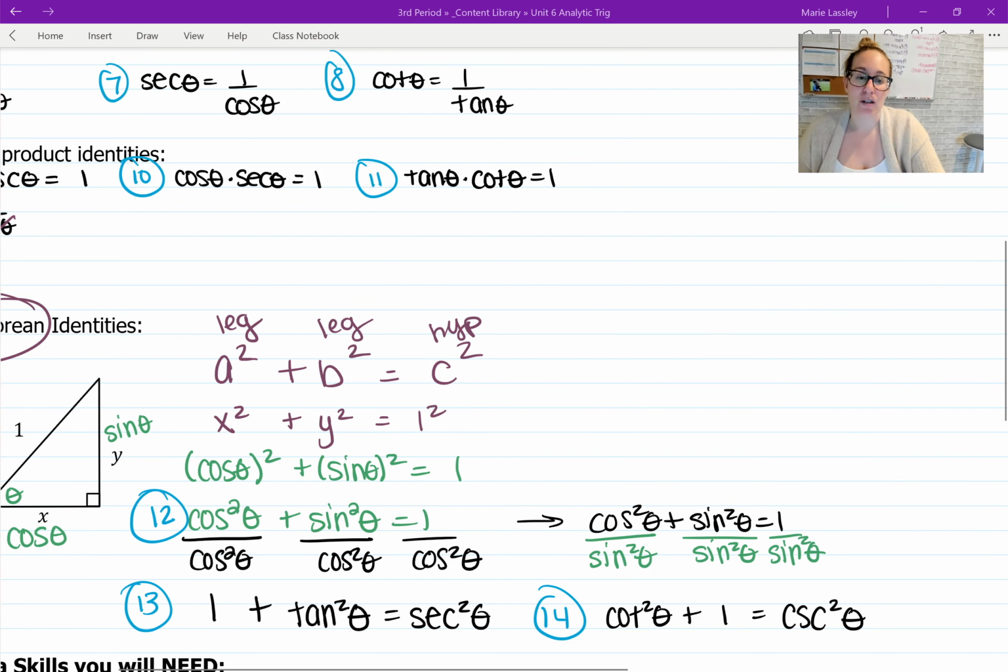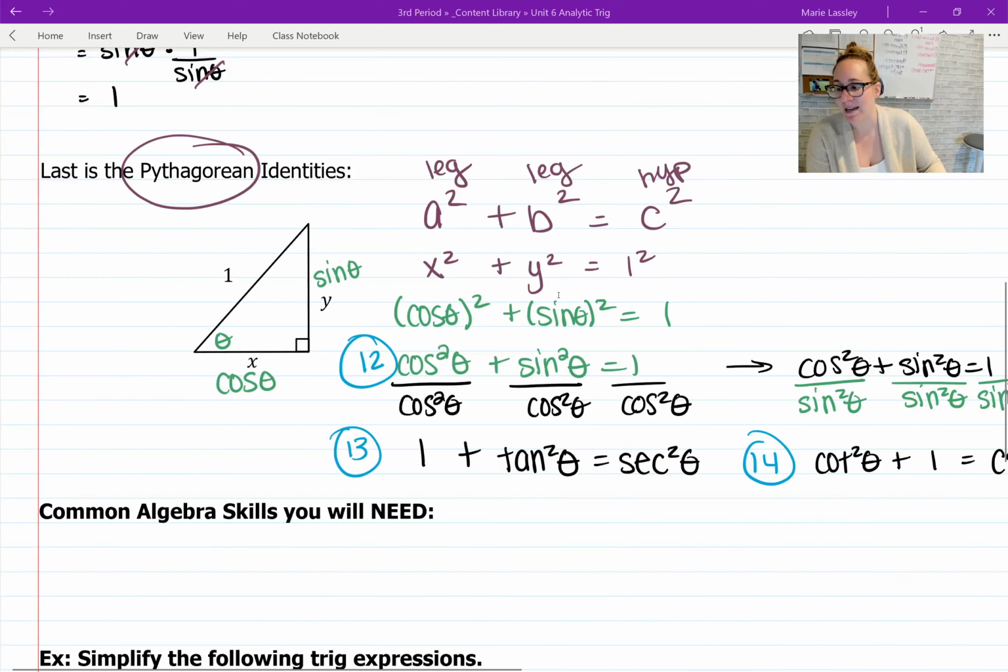Yes, in theory, you should memorize these 14 identities. Most of them I think you should probably already know just because of how much trig we've done so far. Those last 3 are a little bit different, but you will use them all the time, so you should definitely memorize them. Okay, next thing we're going to talk about is the skills that we're going to be using a lot.